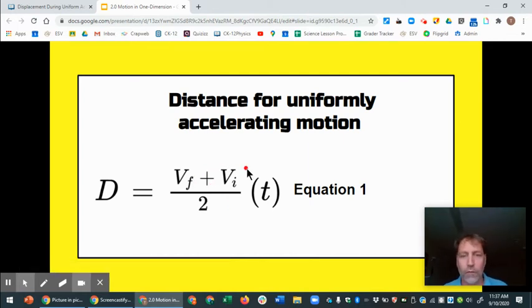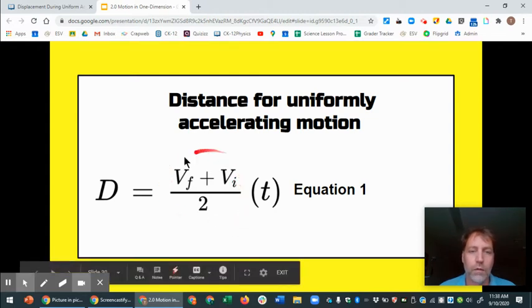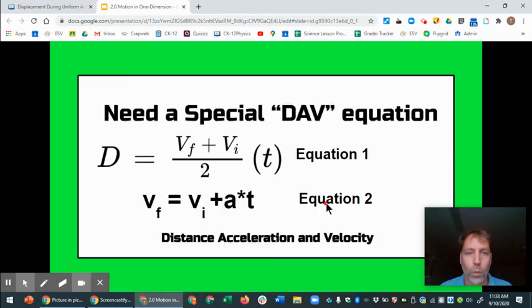Just like you would take an average of your tests, if you have a 100 on one test and an 80 on another, you'd add those two together, 100 plus 80, divided by 2 because you had two tests, and you'd have a 90% average, right? So here you're taking an average velocity, and that's what we're calling equation number one.